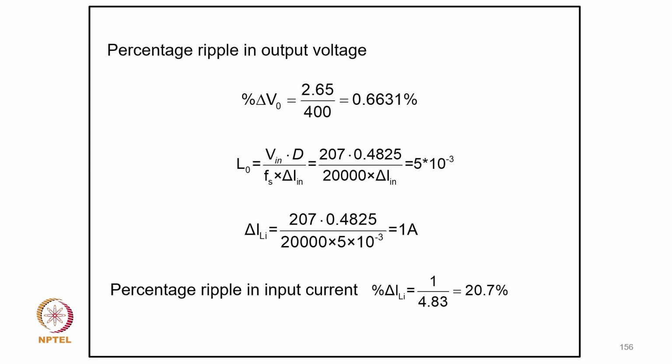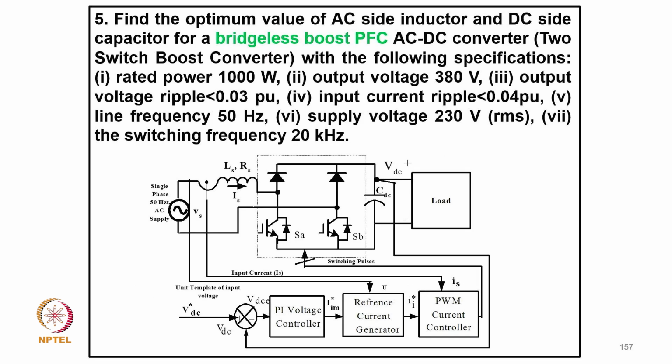And percentage ripple in output is 2.65 divided by 400, so it comes to 0.6631 percent. And L equal to V in D upon Fs into delta I, putting in the value, L is 5 into 10 power minus 3, that's 5 millihenry, and delta IL is computed from L, and the percentage ripple in input current comes to 1.483 divided by 4.83, that is 20.7%.